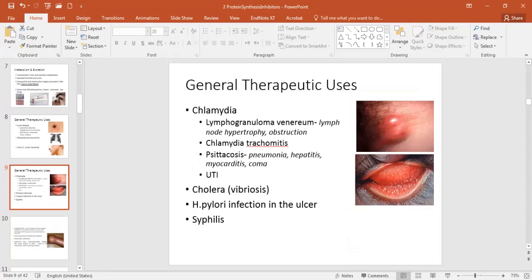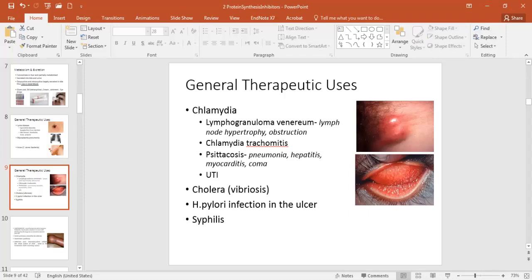Chlamydia is responsible for many diseases. One of them is lymphogranuloma venereum, a sexually transmitted disease that leads to lymph node hypertrophy and obstruction, lymph node enlargement, especially in the inguinal area. Chlamydia trachomatis affects the eye, causing trachoma, if you have heard of it. Also psittacosis, a disease that leads to pneumonia, hepatitis, myocarditis and coma.